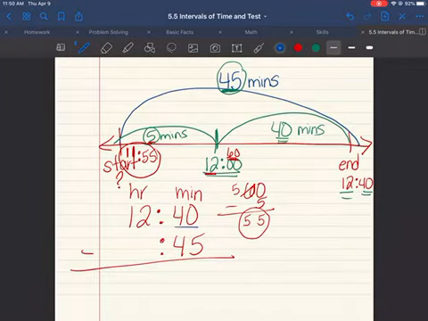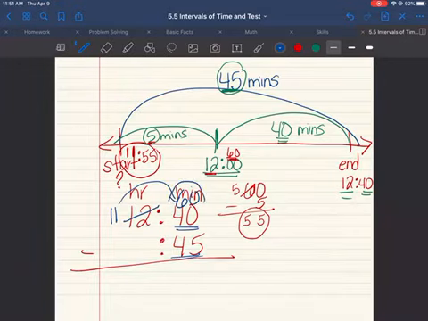By looking at this problem, I have 40, take away 45. We're not going to be able to, so we're going to have to regroup. If we regroup, he's going to give me 1 hour, so he's going to become 11. But remember, when he gives me the hour, he's giving me 60 minutes. I already had 40. So how many minutes is that?